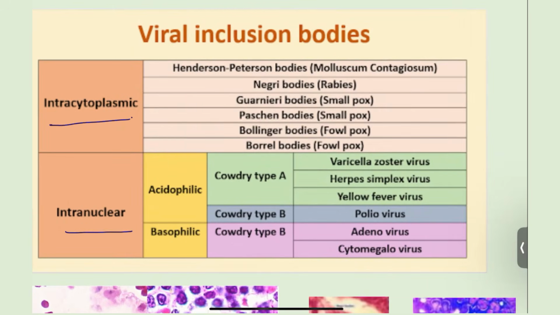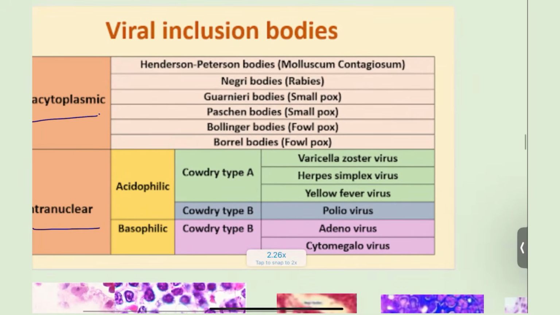Intracytoplasmic inclusions: Henderson-Peterson bodies are seen with molluscum contagiosum. Negri bodies are seen with rabies, and Borel bodies are seen with fowlpox, or it is also known as yellow virus. Guarnieri bodies are seen with smallpox.